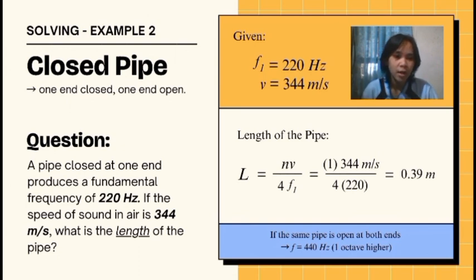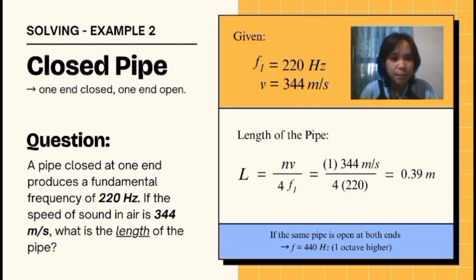So here, the length of the pipe is equal to the harmonic number multiplied by the speed of sound, divided by 4 multiplied by the fundamental frequency. So we just need to substitute our given values into the formula, and there you have it. We have 0.39 meters as our answer for the length of the pipe.